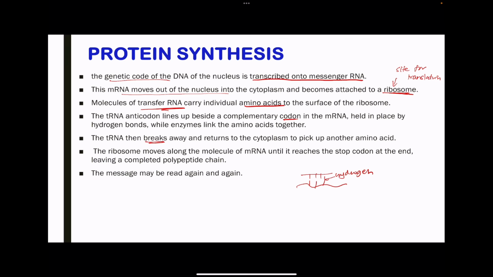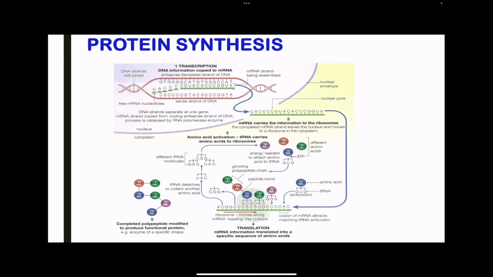Then the ribosome moves along the molecule of messenger RNA until it reaches the stop codon at the end of the polypeptide. When a stop codon is reached, that means there are no more amino acids to be added, so the polypeptide chain is complete. There is a chance that this message may be read again and again, sometimes to make more proteins of the same kind. So these are the details of the process of protein synthesis.